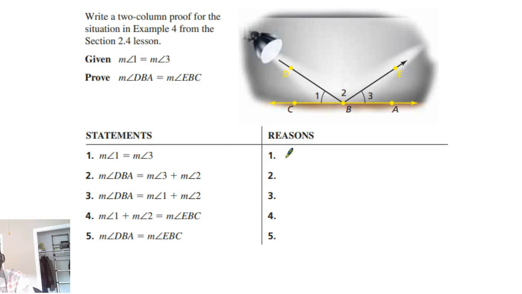Anyways, let's get going. So, we are given that the measure of angle 1 equals the measure of angle 3. In other words, the number of degrees of angle 1 is equal to the number of degrees of angle 3. And then we're asked to prove that the measure of angle DBA is equal to the measure of angle EBC. Okay. So let's see if we can do it.